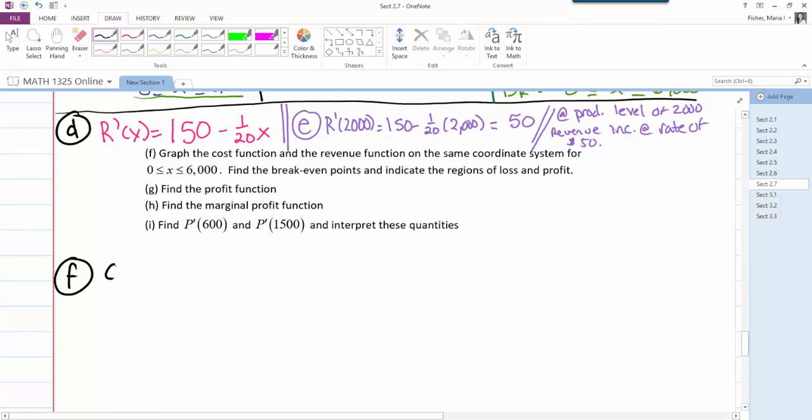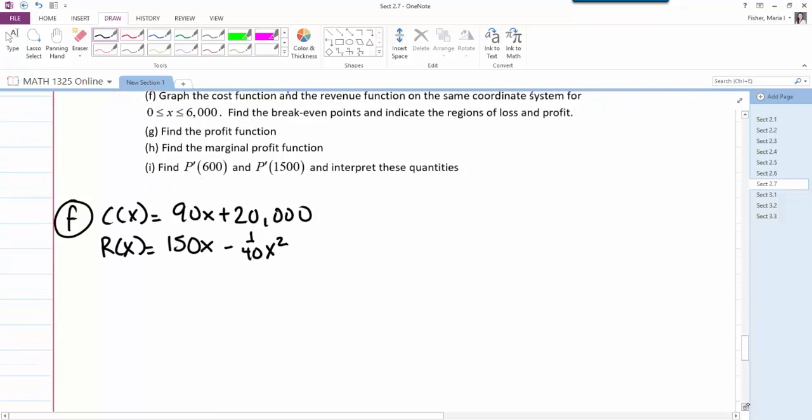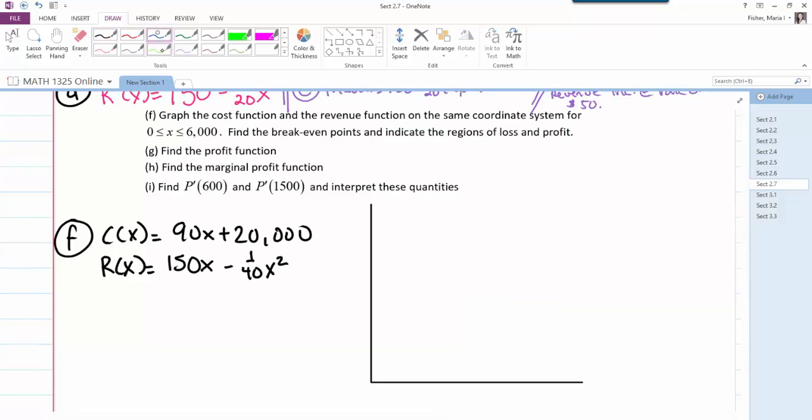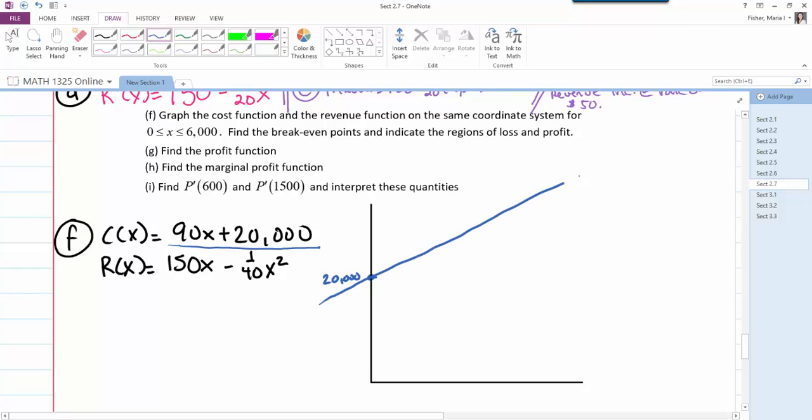So the cost function, remember, C of x was equal to 90x plus 20,000. That's above. And R of x, remember, we found that to be 150x minus 1/40th x squared. So if we were to graph this, I know that 90x plus 20,000 is just a line. I know it's a line because it's x to the first power. So let's call this 20,000 here. It intersects at 20,000 and it's an increasing function. So I'm just going to draw it like this.